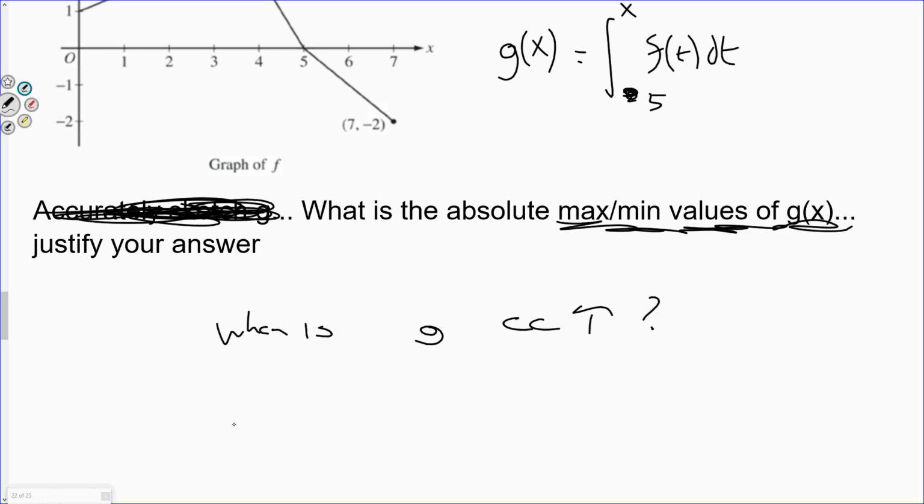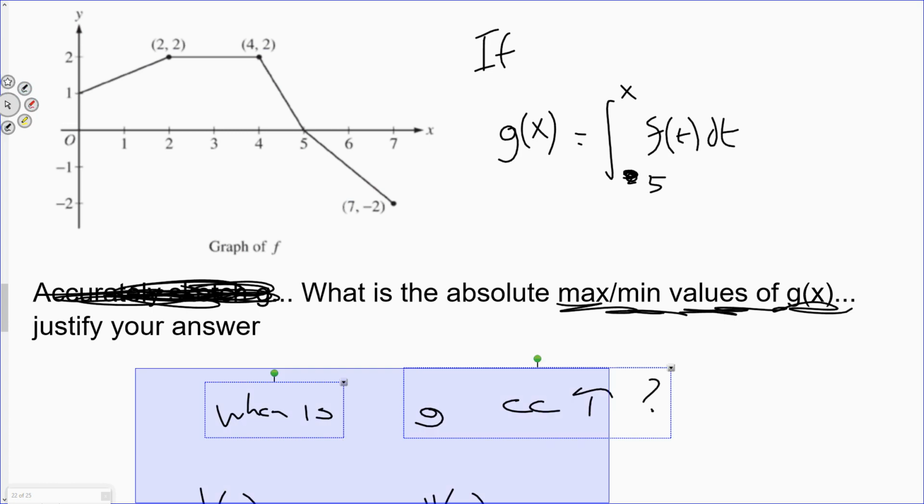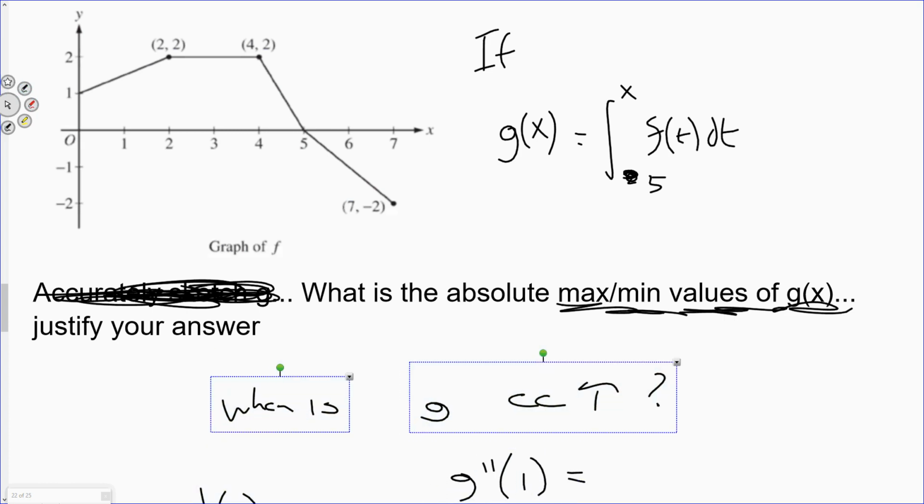What is G prime of 1? And what is G double prime of 1? Go. 3 parts to this question.